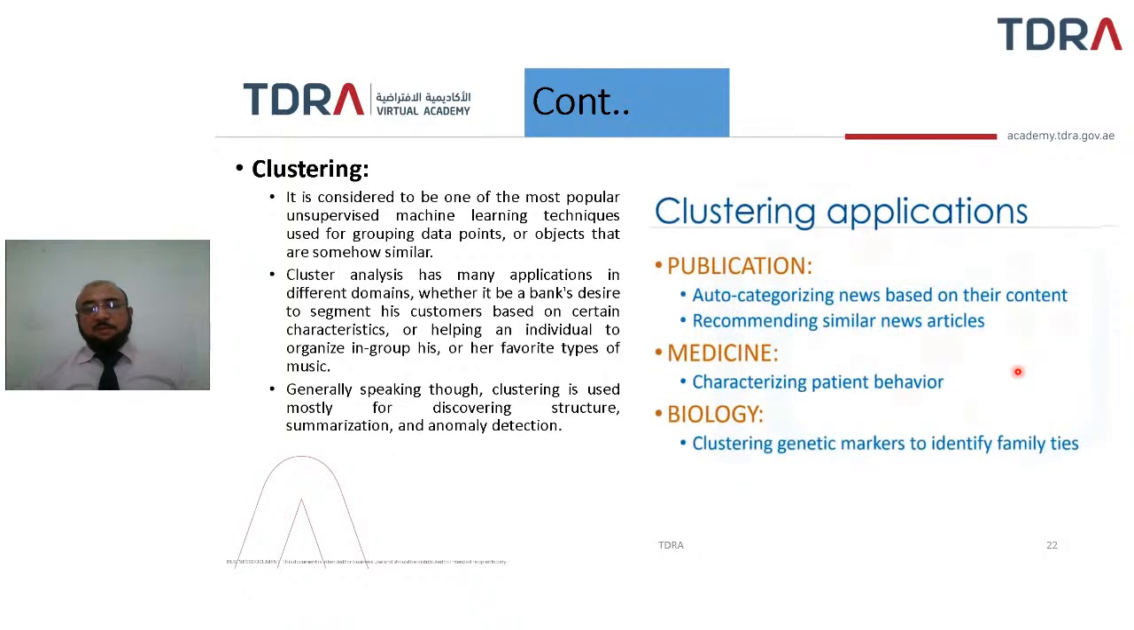Then in publication, auto-categorizing news based on their content, then recommending similar news articles to the readers. In medicine, clustering is used for characterizing patient behavior. Then in biology, clustering is used on genetic markers to identify family ties.